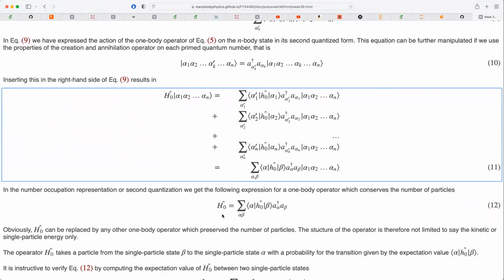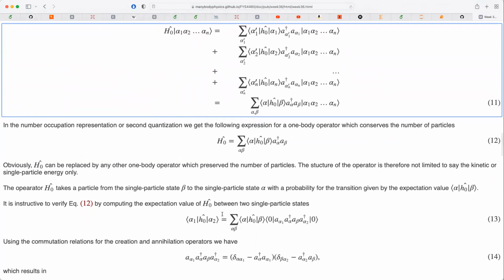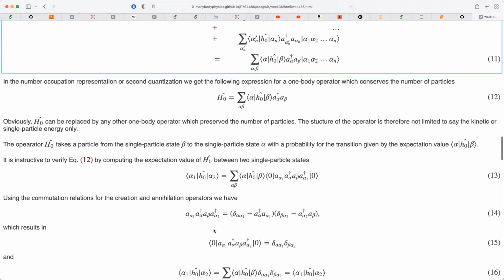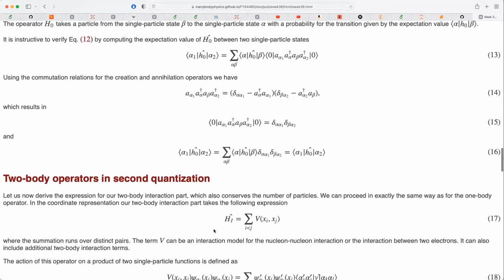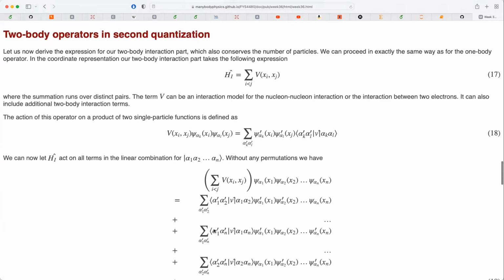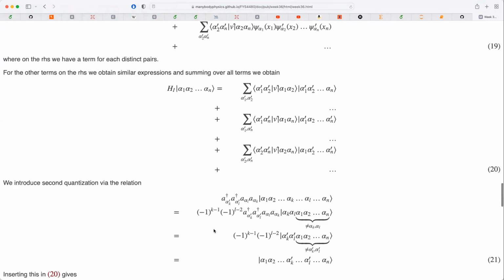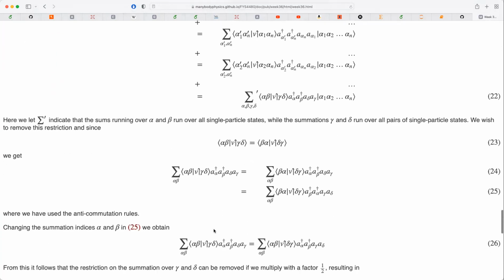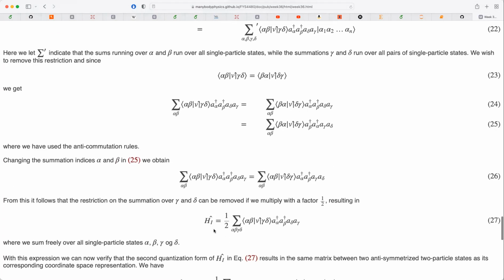Now you can do that, and here you see an example which actually is close to one of the exercises we have tomorrow. Then you can repeat the same thing with a two-body operator, which is a little bit more convoluted when you do it, but it's basically the same exercise. And when you run through it, you can then show that the two-body operator is actually given in terms of this expression which you see here.